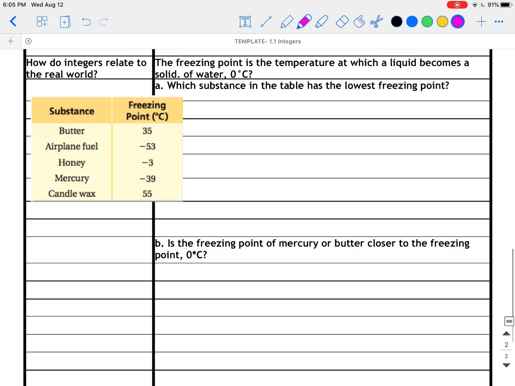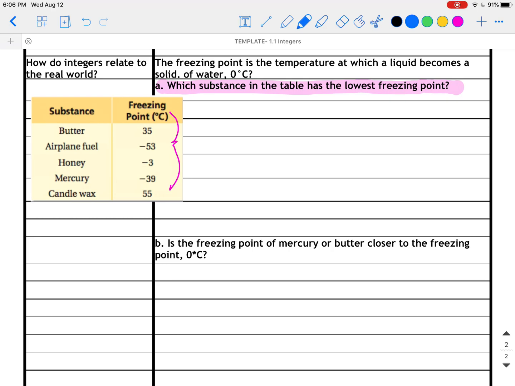Now let's move on, and let's understand how integers relate to the real world. So here's a real world example for you. The freezing point is the temperature at which a liquid becomes a solid, and for water that's 0 degrees Celsius. Which substance in the table has the lowest freezing point? So we're given this table right here, and we want to find which one has the lowest freezing point.